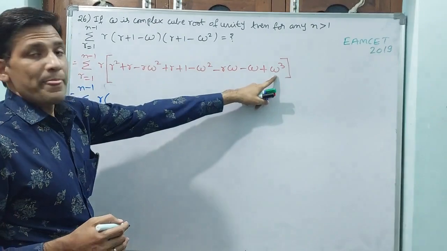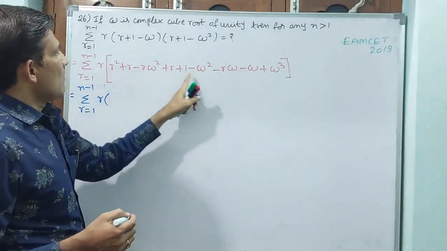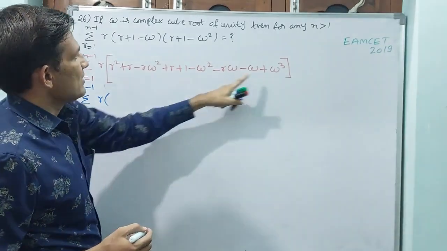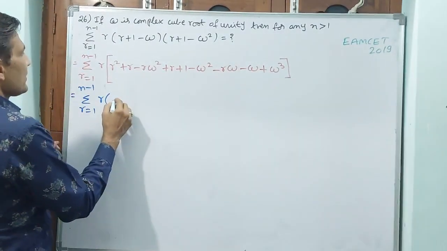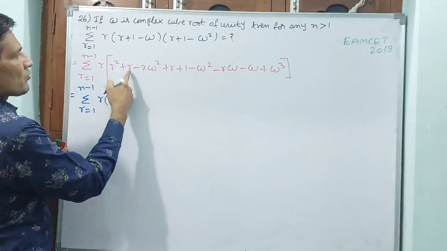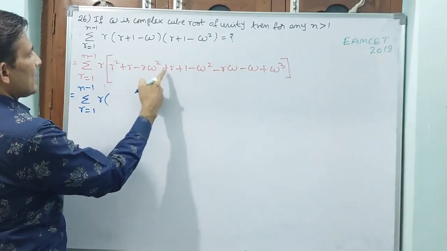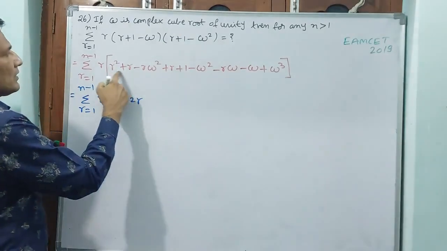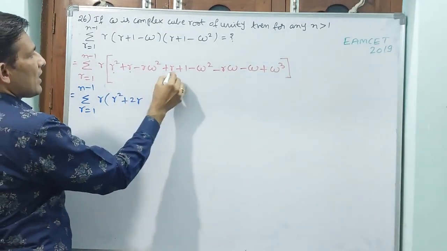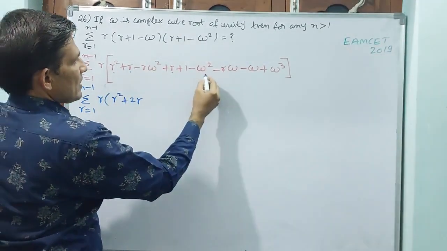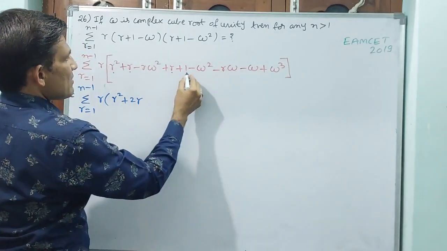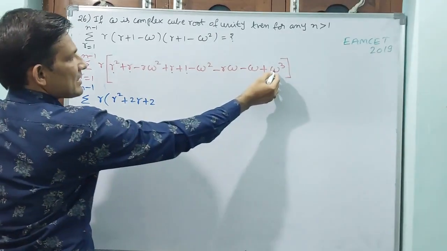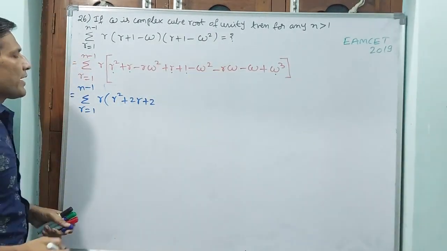Omega cube is 1. 1 plus 1, 2. Anything else? 1 plus 1, 2. R square, r, 2r, so r square plus 2r. R square, r over, omega cube, 1 plus omega cube, 1 plus 1, 2. Whatever I have finished, I have put in dots.